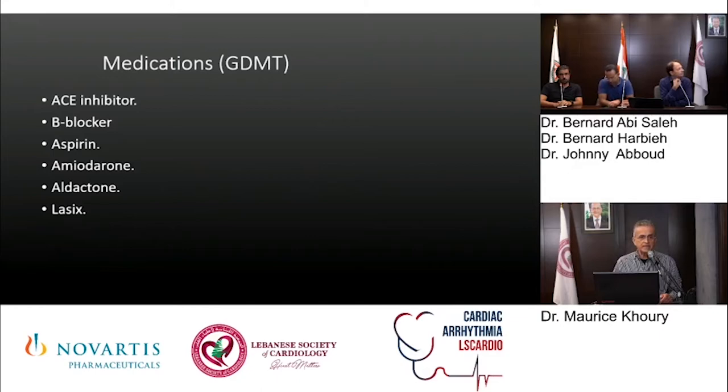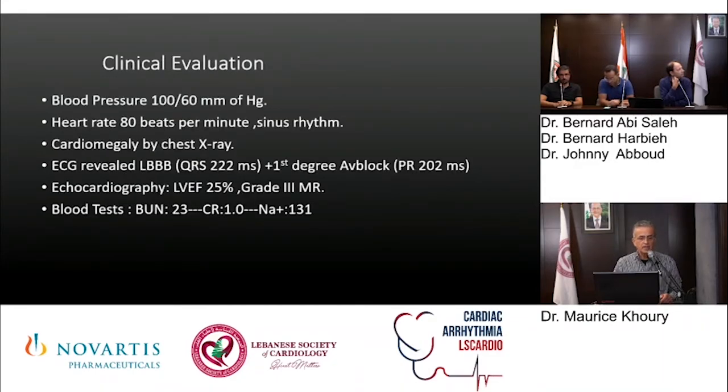What about his clinical evaluation? In his clinical evaluation, his blood pressure was around 100 over 60, with a heart rate of 80, and cardiomegaly by chest X-ray. His ECG revealed a left bundle branch block with a QRS of 222 and a first degree. His echocardiography had a left ventricular ejection fraction of 25% with a grade 3 mitral regurg. Blood test within normal range.